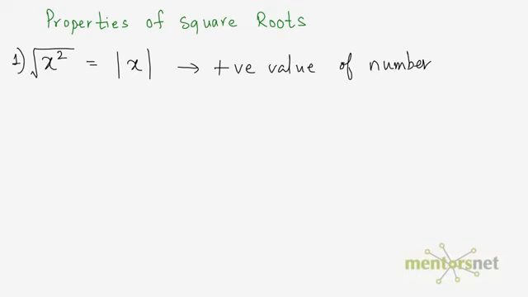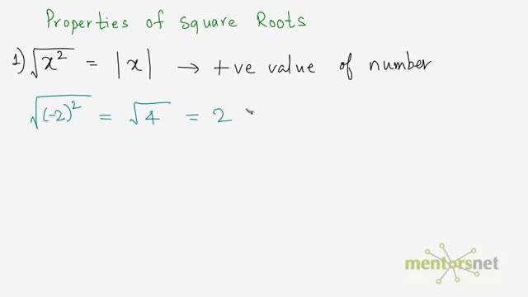Let us, for example, take the square root of minus 2 squared. So we have minus 2, we have squared it and taken the square root of it. If we take the square of minus 2, we get 4, and the square root of 4 is equal to 2.